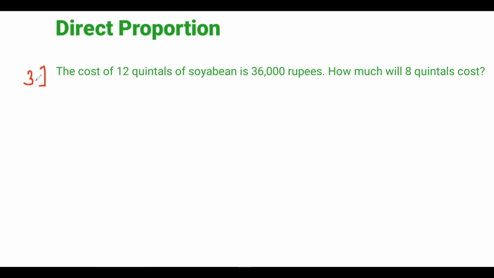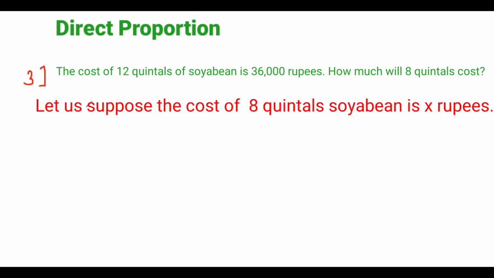Also we learn the third example. So we take another example. The cost of 12 quintal of soybean is 36,000 rupees. How much will 8 quintal cost? So let's start. Cost of 8 quintal soybean is x rupees. For that, quantity as well as rupees have a direct proportion. So we obtain the equation for 12, 36,000. So 12 upon 36,000 makes a constant ratio with 8 upon x.